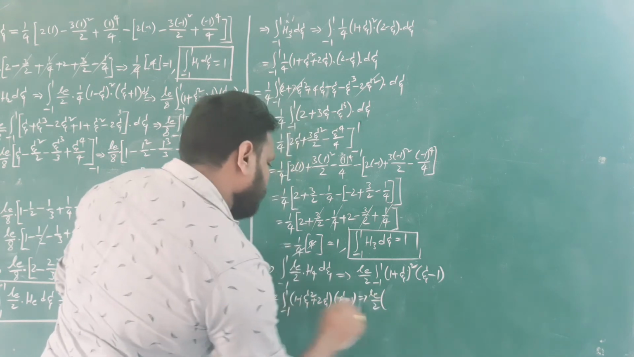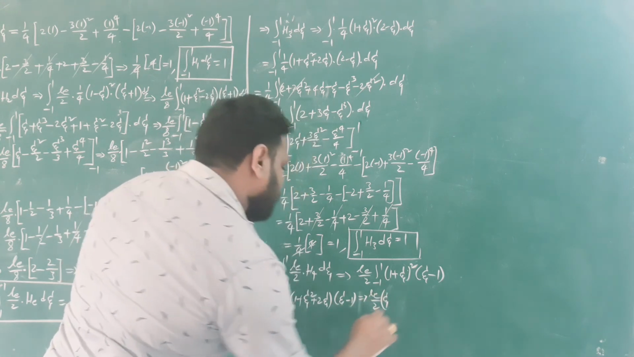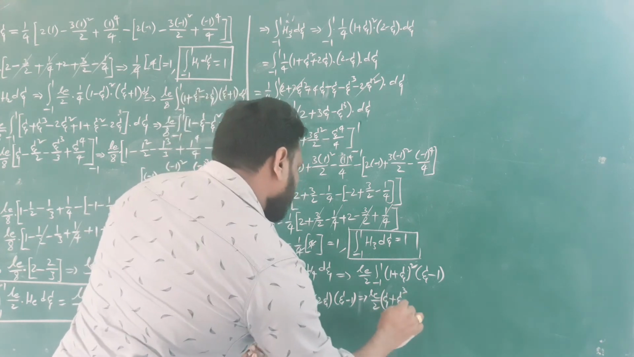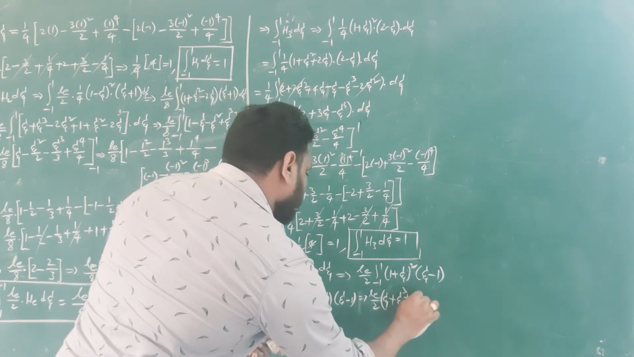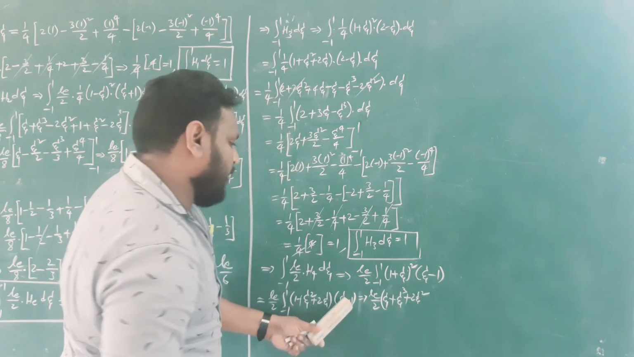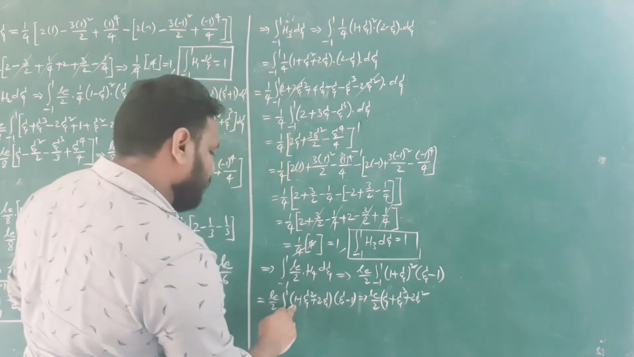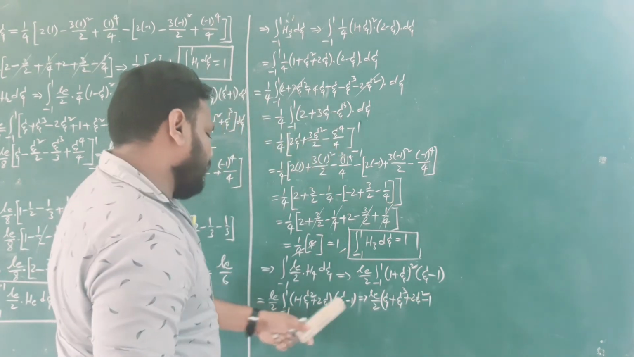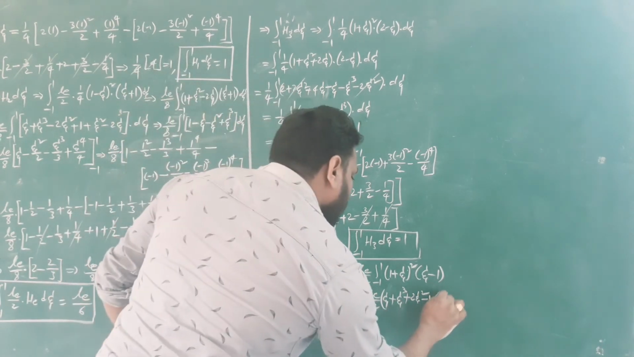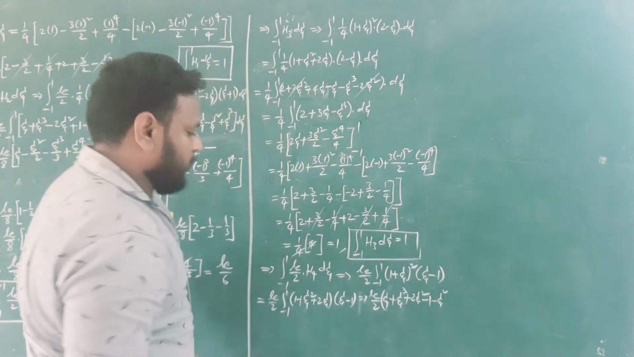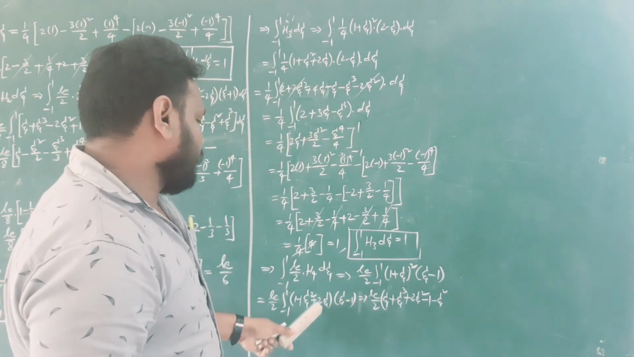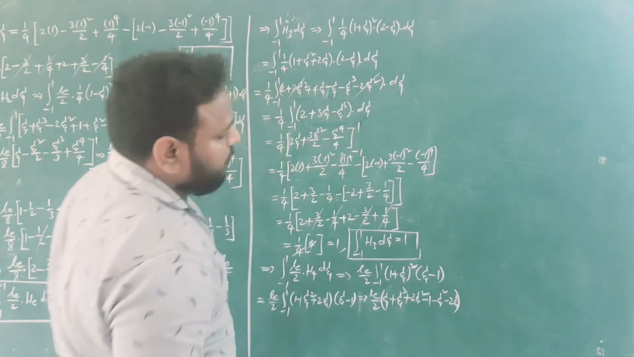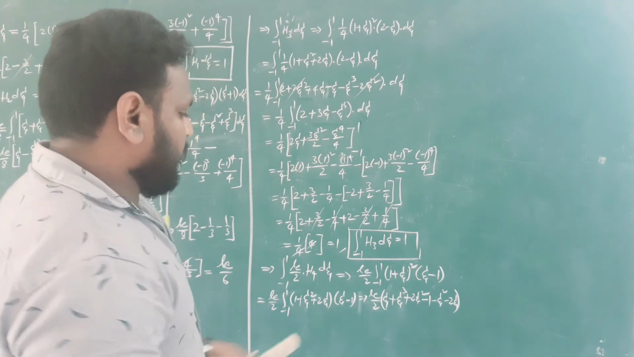So j into 1 is j, plus j cube, plus 2j into j is 2j square. Next one, with minus 1: minus 1 into j square is minus j square. Next one, minus 1 into 2j is minus 2j. Okay, we got like this.